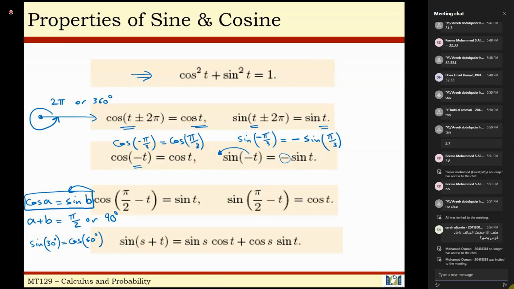Now, if we distribute the sine on a sum, we take sine of the first angle times cosine of the second angle, plus cosine of the first times sine of the second angle.